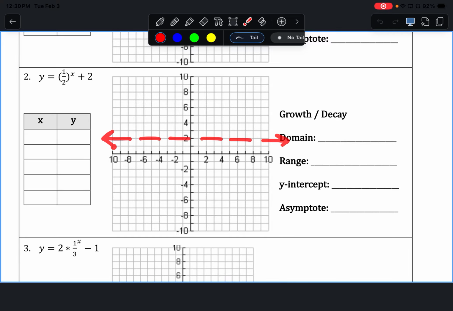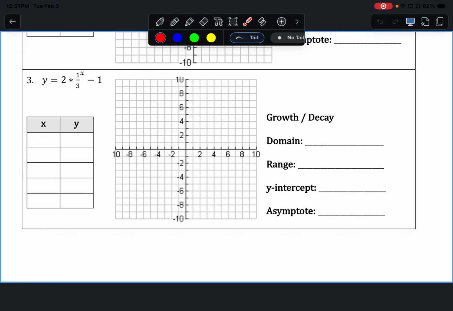Okay. Now, we are going to do number 3 all together. For number 3, what is our B? 1/3. Okay. So is that going to be growth or decay? Decay. Okay. Now, what is the asymptote going to be for this one? Yep. Y equals -1. So that means the asymptote is at -1. And it is that imaginary line right there that the graph cannot cross.